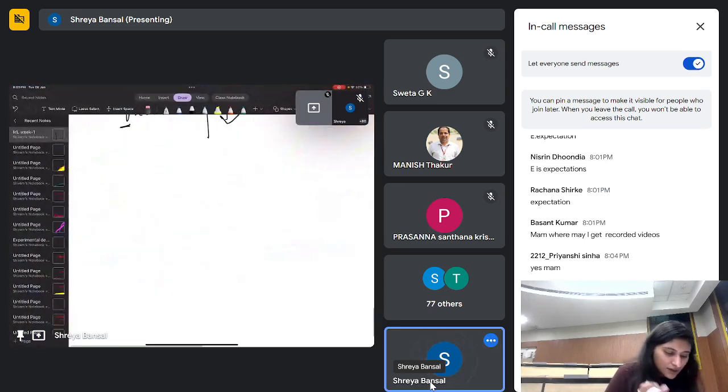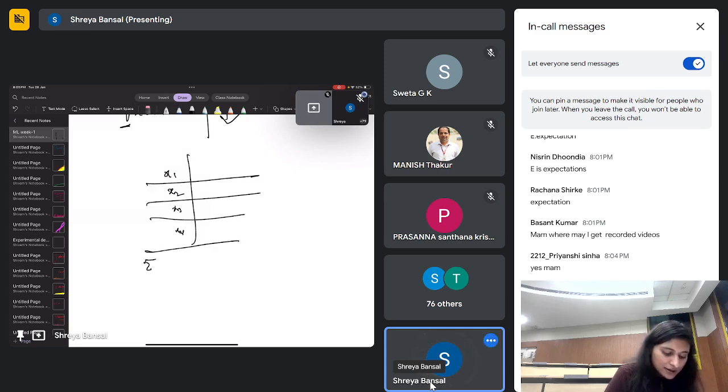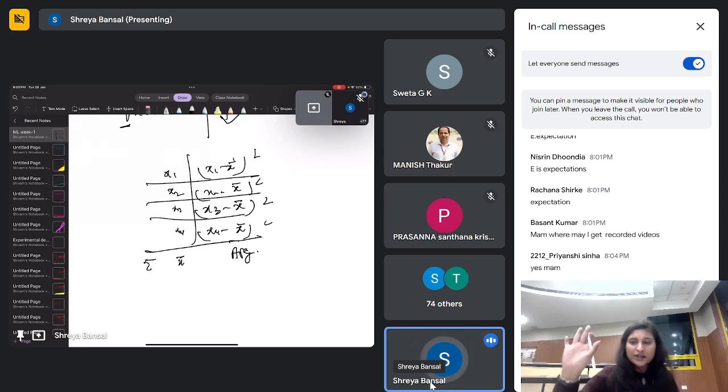Okay, how do you calculate variance? Let's say these are your x1, x2, x3, x4. Four values are there, and your average is x bar. So what you do: x1 minus x bar, x2 minus x bar, x3 minus x bar, x4 minus x bar. You take their square and take the average. Is it true or not? Is this variance or not? This is how you calculate the variance of any variable x.